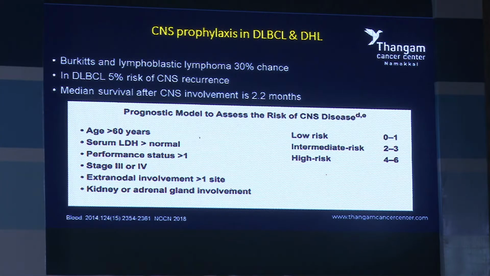So now, unlike ALL, which has a 30% chance of CNS relapse, DLBCL has only a 5% chance of CNS relapse, and upfront CNS disease is found only in 1%. But once they develop CNS disease, their median survival is only 2.2 months. Here is the CNS IPI score. Low risk 0 to 1, intermediate risk 2 to 3, and high risk 4 to 6.